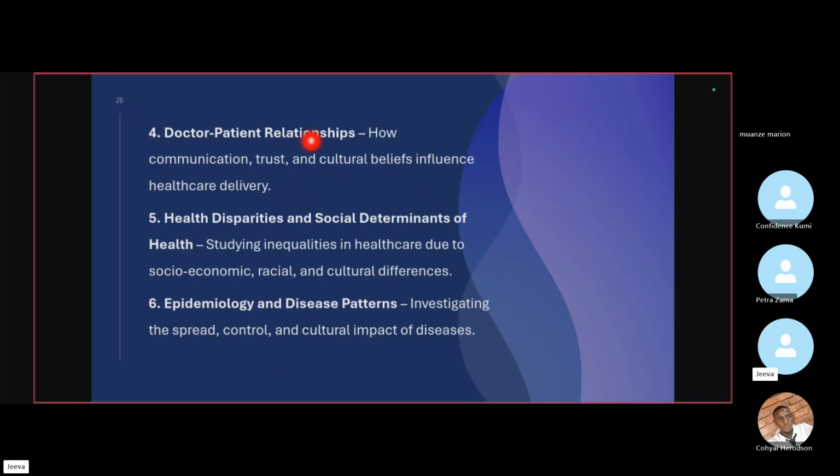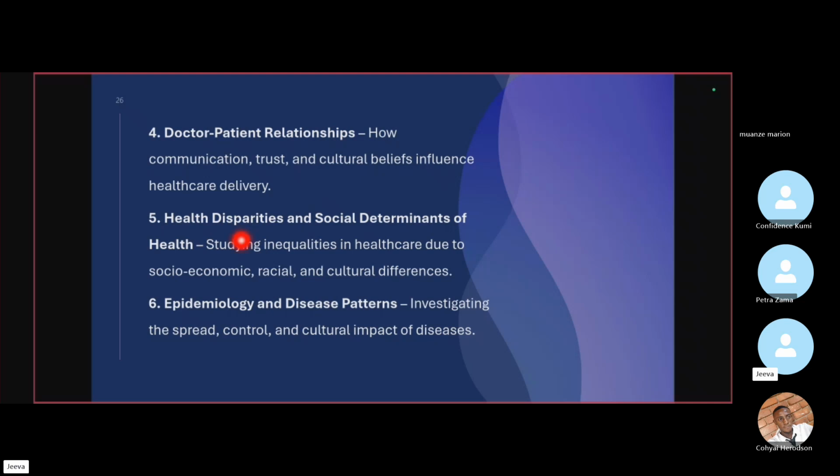Then in the doctor patient relationship, as I told you, how the doctor and patient have proper clear communication, how they build up trust, and how their different cultural beliefs will influence the healthcare delivery. So this also has been looked at by your anthropology.